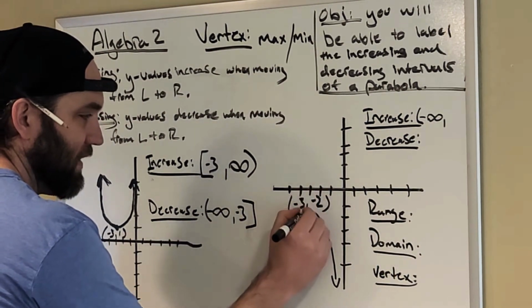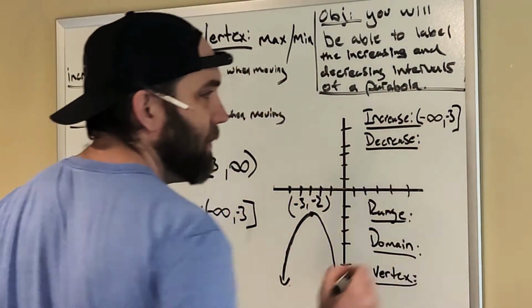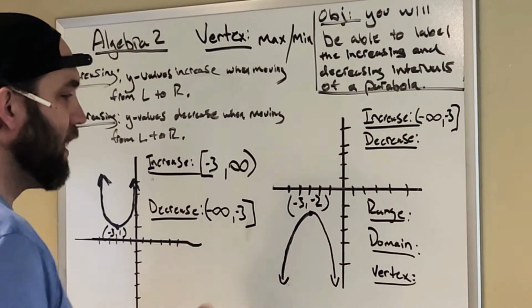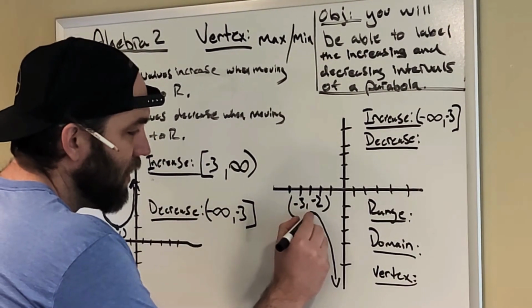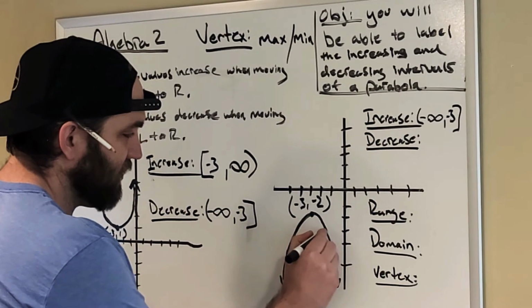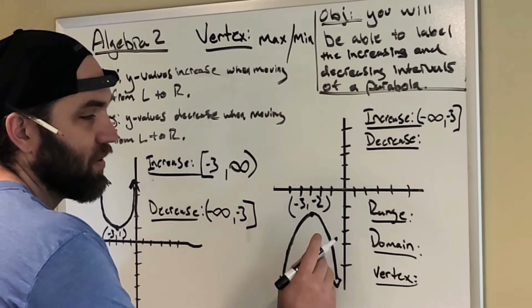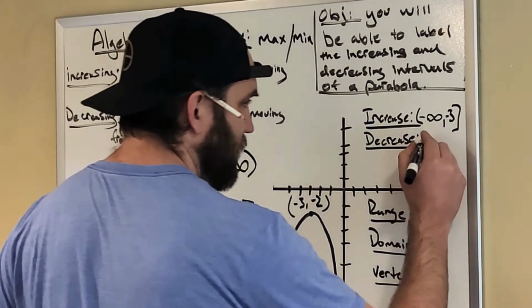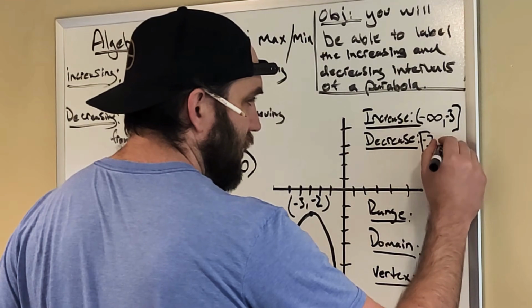there's 1, 2, 3, negative 3 again. I should have used a different number, but that's all right. And then from negative 3, now I'm decreasing, decreasing, decreasing as I go to the right until infinity. So negative 3 to infinity.